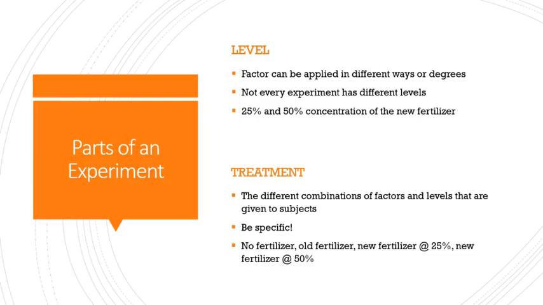All right. Treatment is the different combinations of factors and levels. Okay, this is where we get very specific. What exactly are the subjects being given? So what exactly is being given to this corn? The options are no fertilizer, old fertilizer, the new fertilizer at 25%, and the new fertilizer at 50%. Okay, so treatment is where we get very specific about what exactly we are giving.